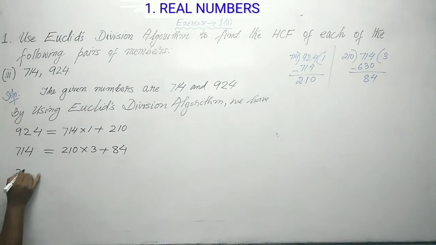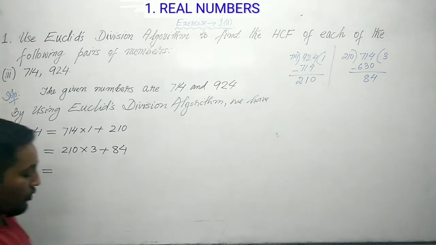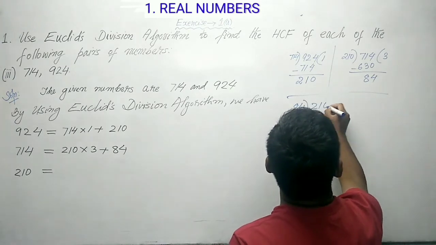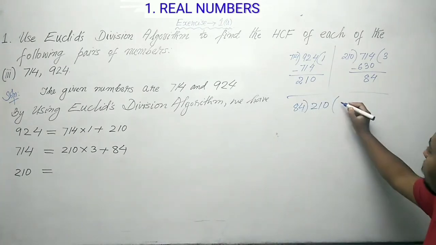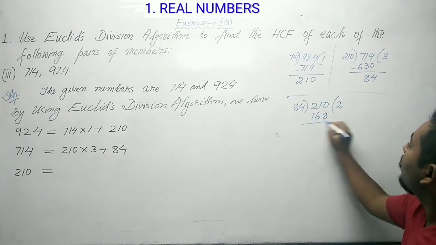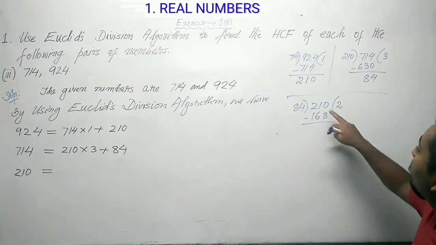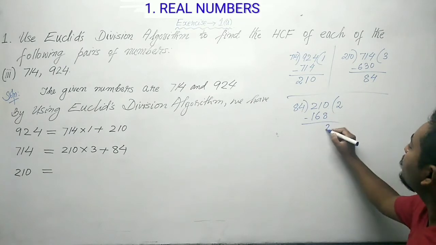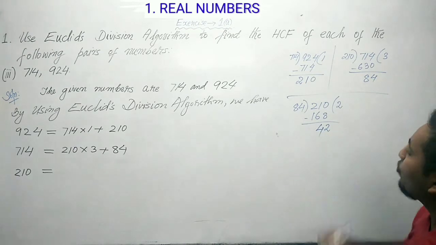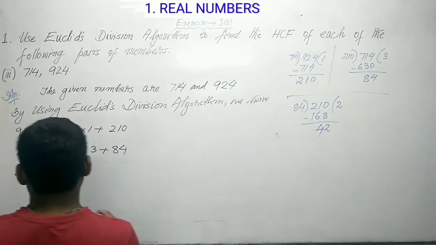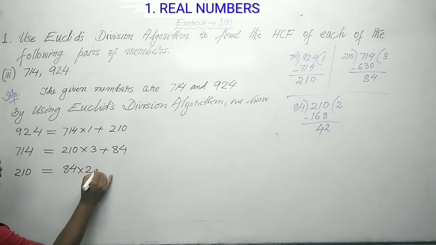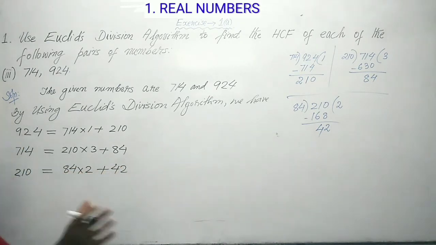Divide this 210 by 84. Let us divide again. 84 will divide 210. 84 twos are, 4 twos are 8, 8 twos are 16, 168. Now, carry here, 10 minus 8 is 2. This is 20. 20 minus 16 is 4. So you have 42. So 210 can be written as 84 into 2 plus 42. Still the remainder is not 0.